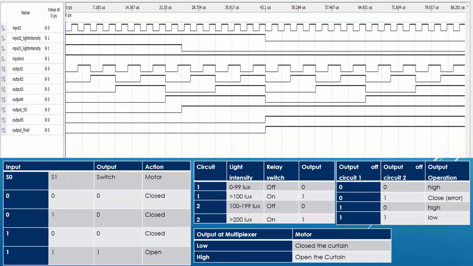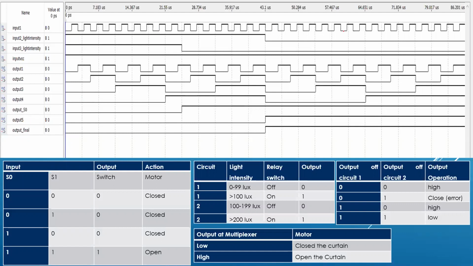Okay, next is the final output waveform of the circuit. Input 1 is the input for the time counter, and then there are the light intensity input and input VCC. Output 1 to output 4 are the outputs of every single counter used in the circuit. Output S0 is the output from the light intensity circuit, which is affected by input 2 and input 3. Output 5 is the output of the time counter, and the output final is the final action for the AI curtain.